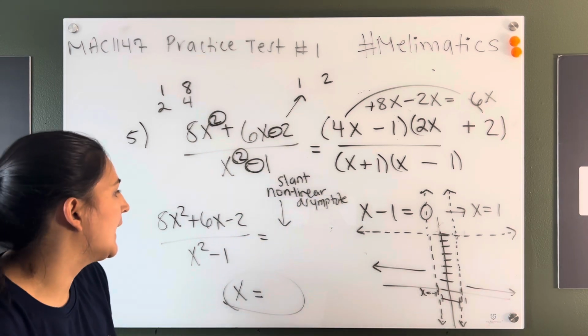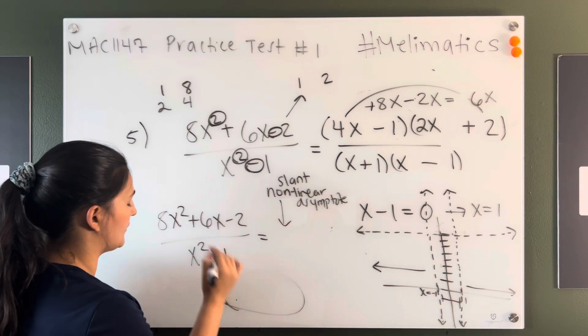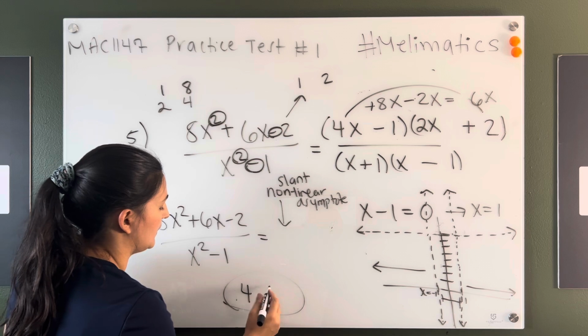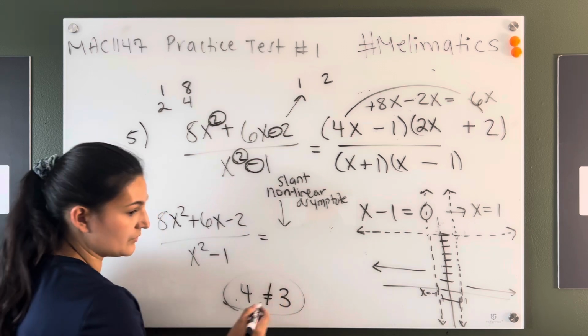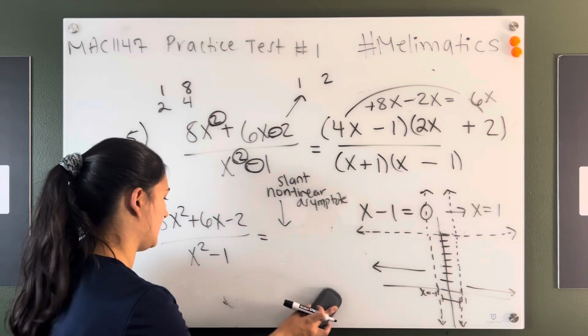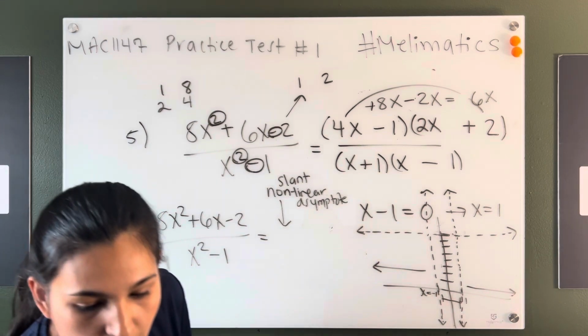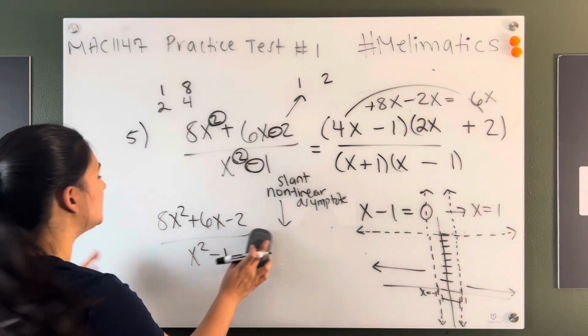Remember that if you do all the algebra and you get, for example, 4 equals 3, that's not true. So in that case, the answer would be no, this function does not cross the asymptote at any location. All right, so last question.